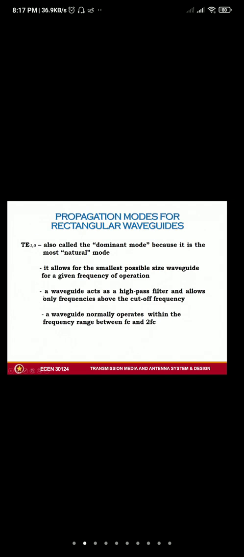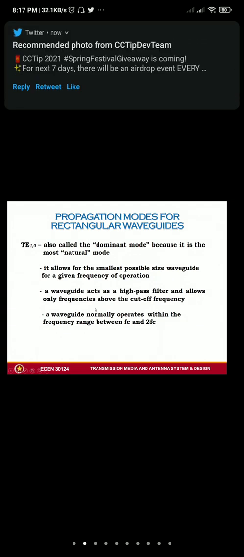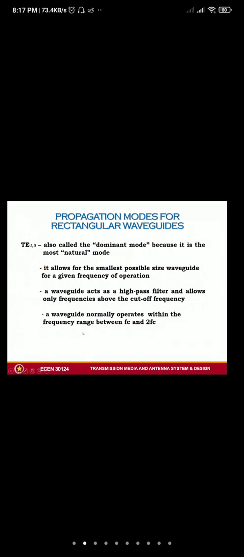So the dominant mode is TE10. It is the most natural mode, and it allows the smallest possible waveguide size for a given frequency of operation. It acts as a high-pass filter and only allows frequencies above the cut-off frequency. The frequency range for the TE10 is between the cut-off frequency and twice the cut-off frequency.